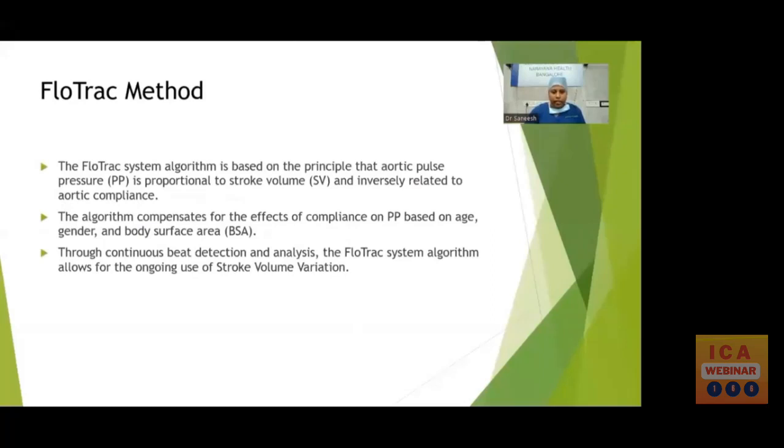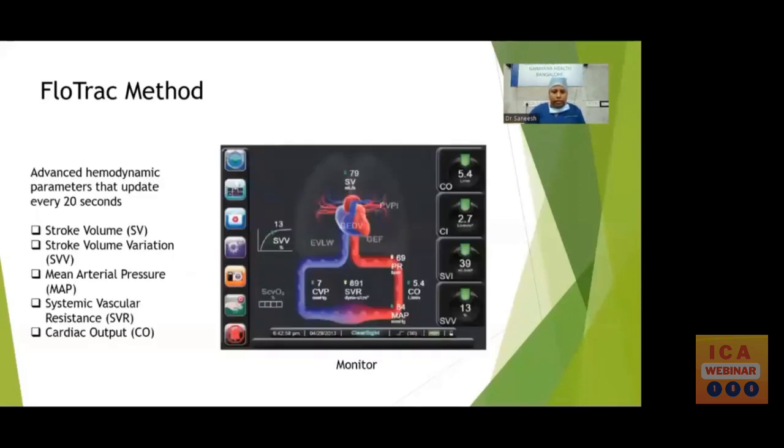The FloTrac system algorithm is based on the principle that aortic pulse pressure is proportional to stroke volume and inversely related to aortic compliance. The algorithm compensates for effects of compliance on pulse pressure based on age, gender, and body surface area. Through continuous beat detection and analysis, the FloTrac system algorithm allows for the ongoing use of stroke volume variation. The parameters that are calculated every 20 seconds are stroke volume variation, mean arterial pressure, systemic vascular resistance, and cardiac output.